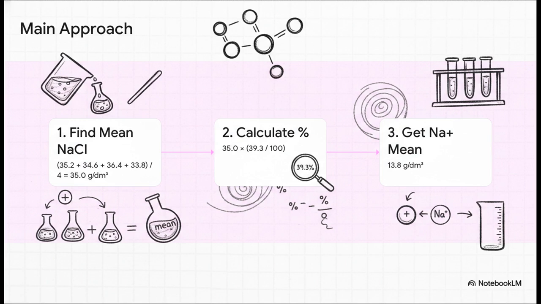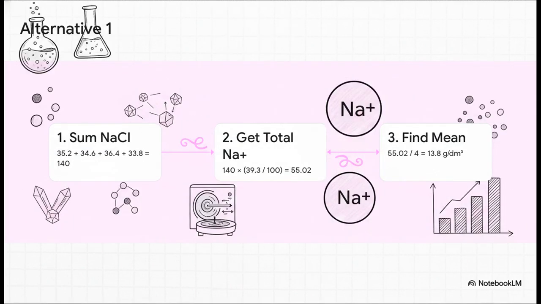Method number 1. First, you calculate the mean, or the average, concentration of the sodium chloride. Just add up the 4 results and divide by 4, which gives you 35.0. Simple. Then, step 2 is to find 39.3% of that number. And that's it. That gives you the mean concentration of the sodium ions. Now for a different approach. With this one, you start by adding up all the concentrations to get a total. Then, you calculate 39.3% of that big total number. The final step is to take that result and divide it by 4 to get the mean.